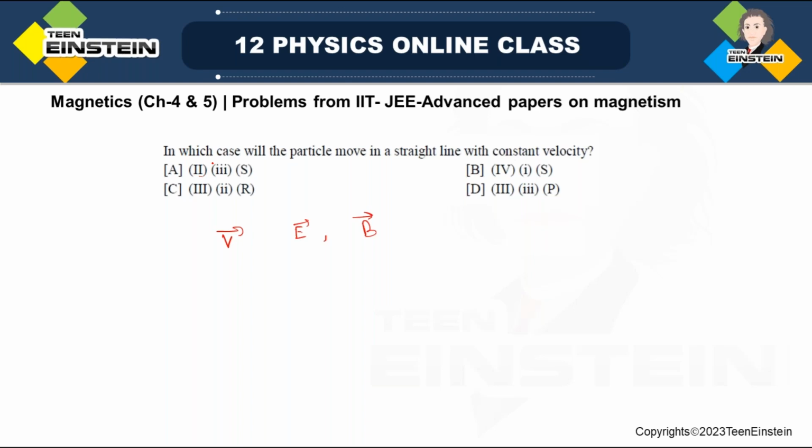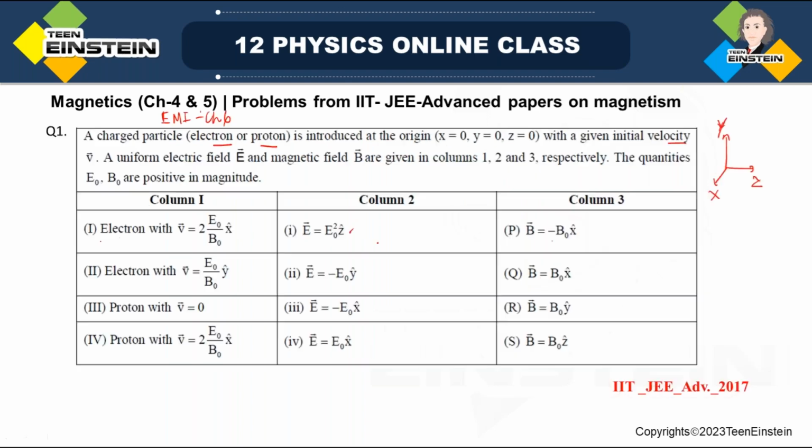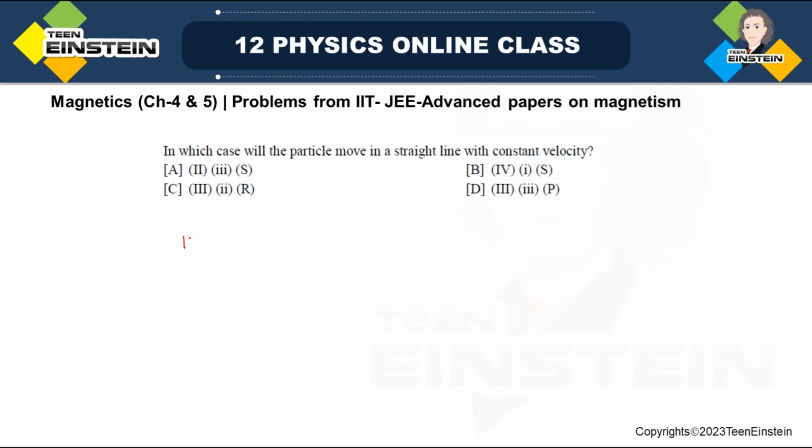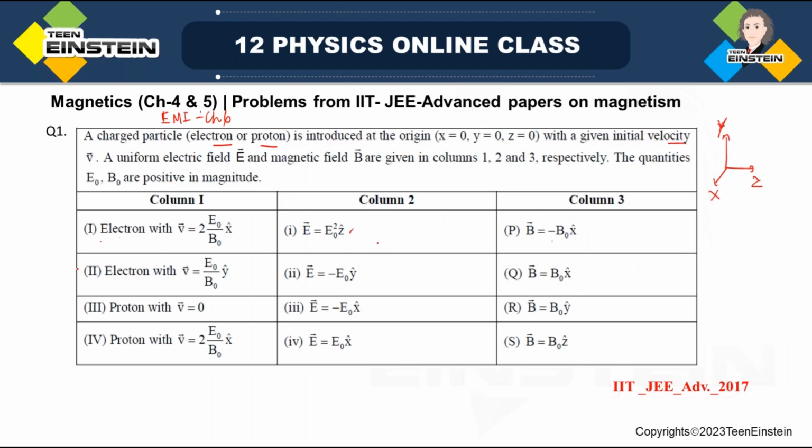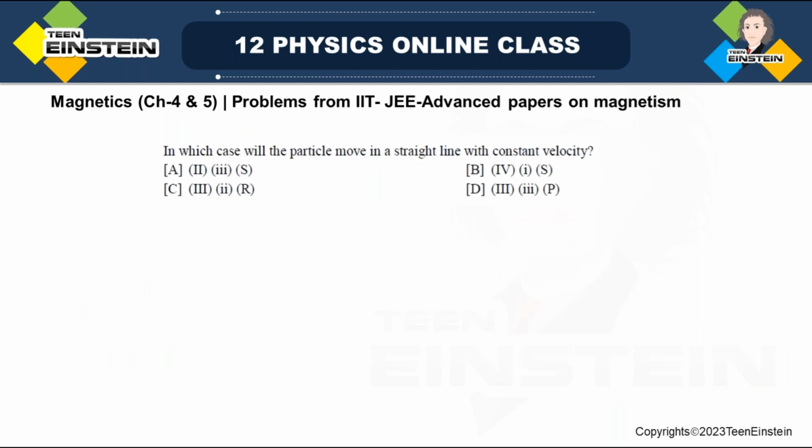We'll now see the options one by one. So the first option is 2, 3 and S. We'll write it here, 2, 3 and S. Look, this first option says this, this and this. Sorry, S. These will be matching. Okay, so the first option says that. So what was the question? The question was, in which case will the particle move in a straight line.